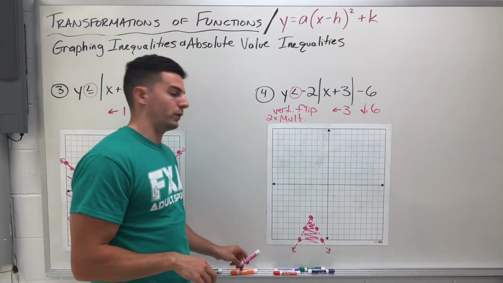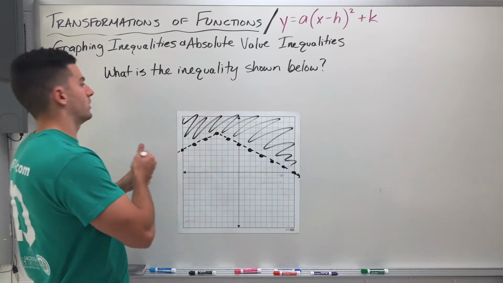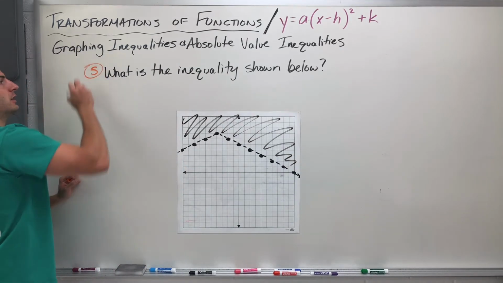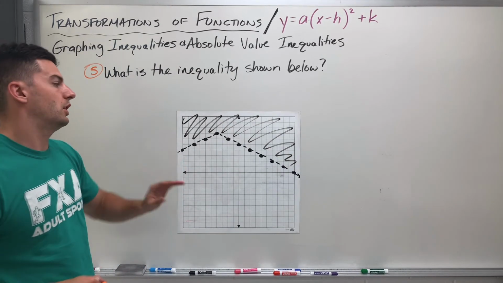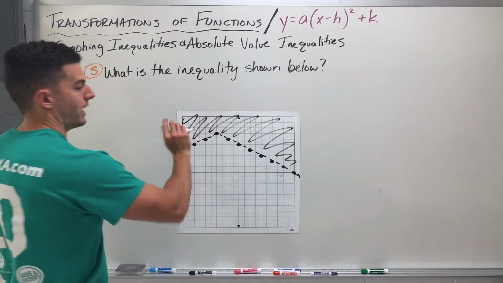Okay, I'm going to do one more with you. I'm going to show you the graph first, and we're going to get the equation from it. All right, so I've got number 5 here. What is the inequality shown below? And I'm given this graph, okay? So we're going to be working backwards. I have the graph this time.